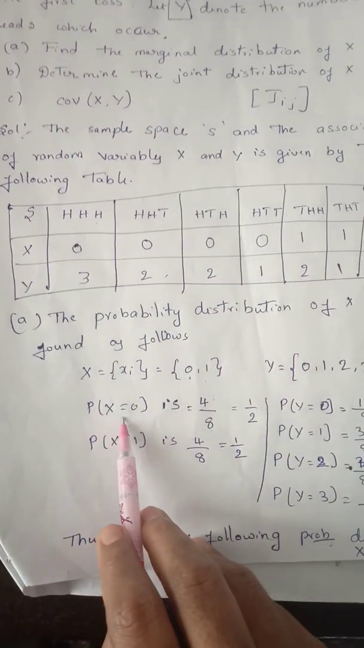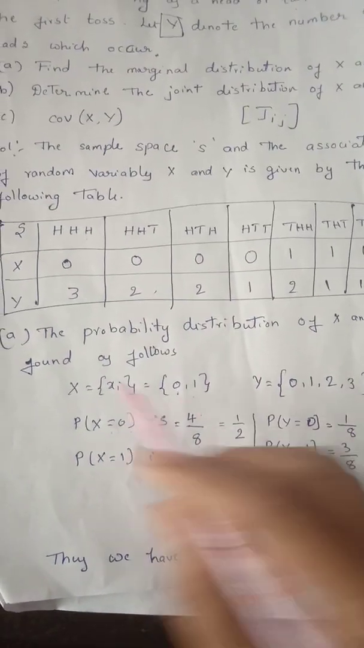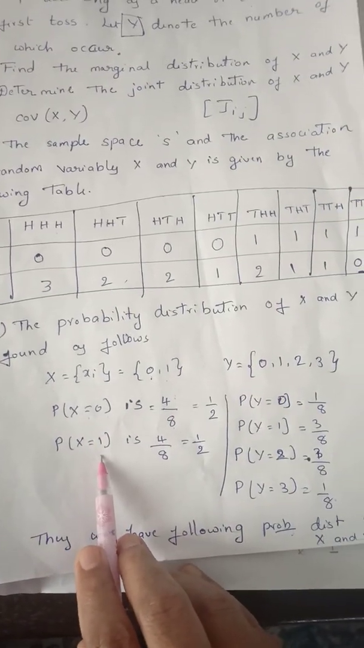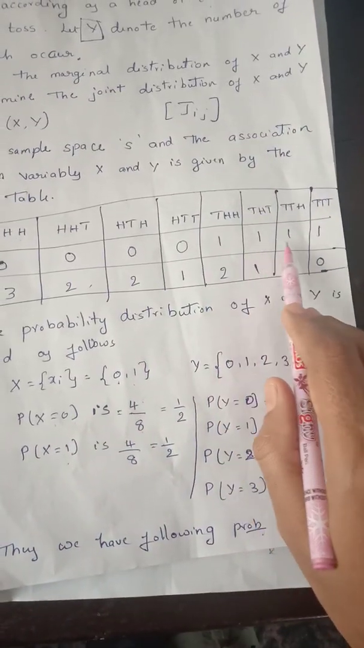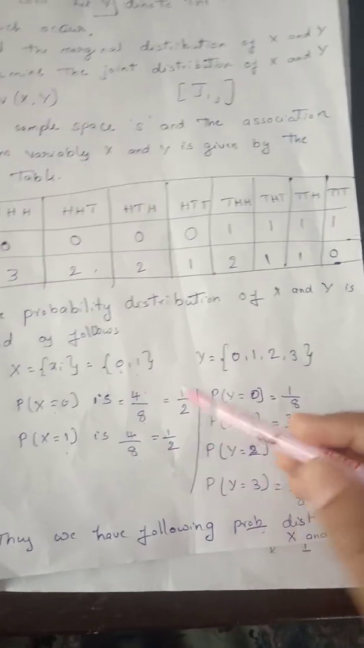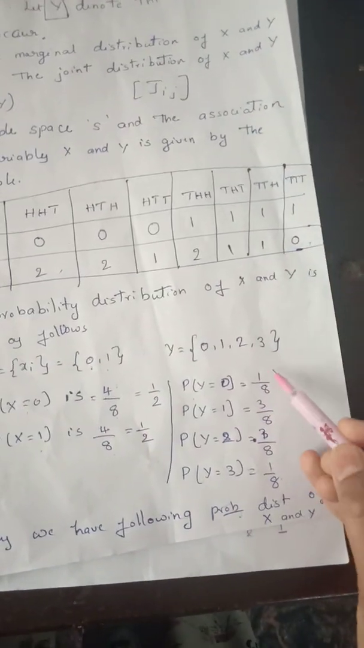So understood how I've written? X is 0, 4 times is there, 4 divided by the number of possible outcomes. X is 1. How many cases is x is 1? Again 1, 2, 3, 4. That is 4 divided by 8, again 1 by 2. Similarly, P of y is 0. How many times y is 0? Only one time. That is 1 by 8.